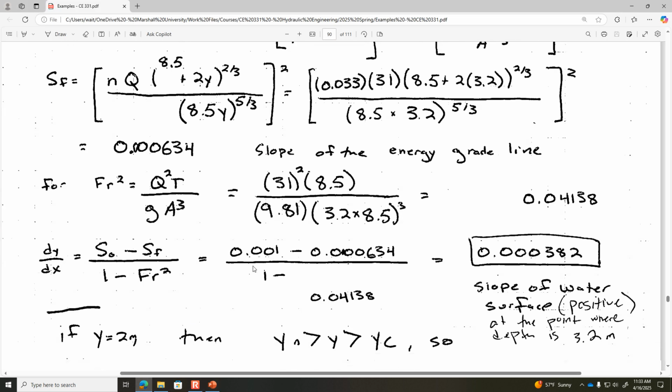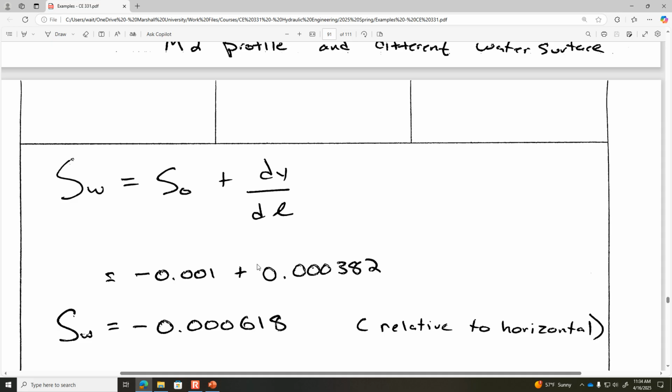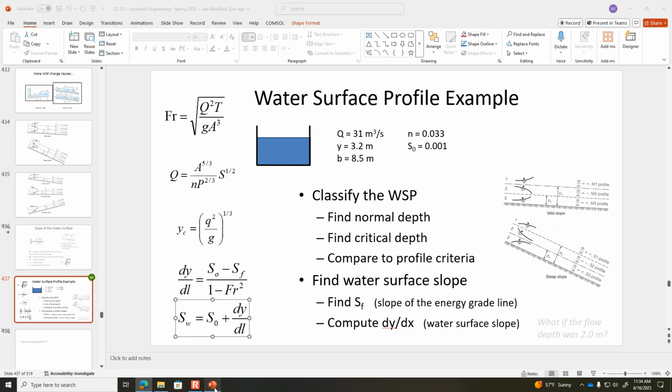So let me show you that, where the slope of the water surface is the combination of the channel slope and then dy/dl, which is relative to the channel bottom. So if we want to know the slope of the water surface relative to horizontal, then we combine the channel slope. And here, remember, I've got the negative value for the channel slope when I am putting it here to find SW. So relative to horizontal, the water elevation is getting lower as you go downstream, even though the depth is increasing. So how does that work? What does that look like?